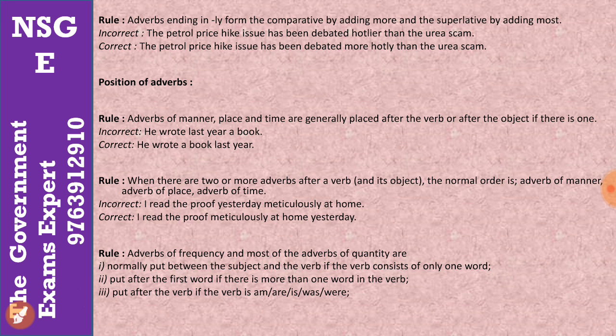Okay, so check rule number 2. Adverbs ending in ly form the comparative by adding more and the superlative by adding most. Why? Because whenever adverbs end with ly, we always form the comparative by adding the word more and the superlative by the word most. Clear? How? Let's have a look.